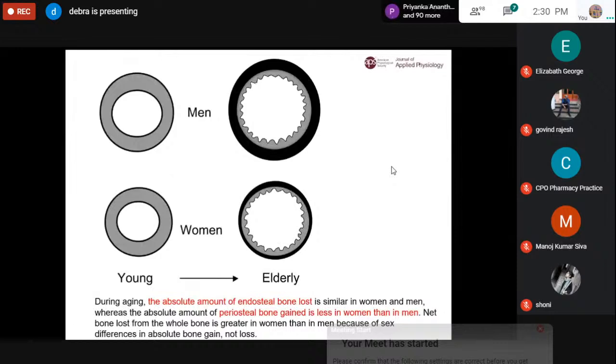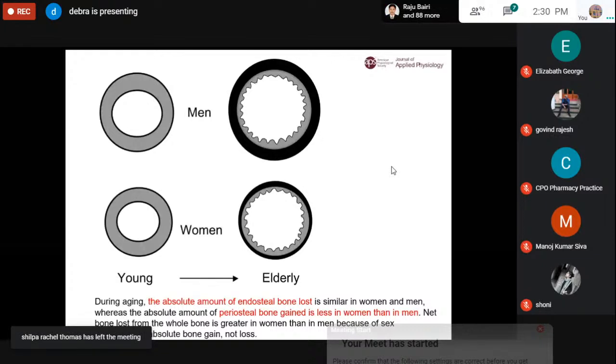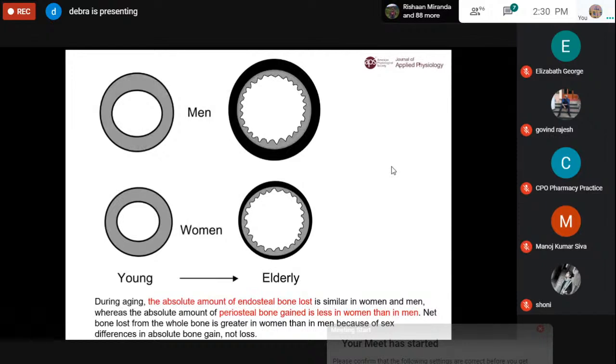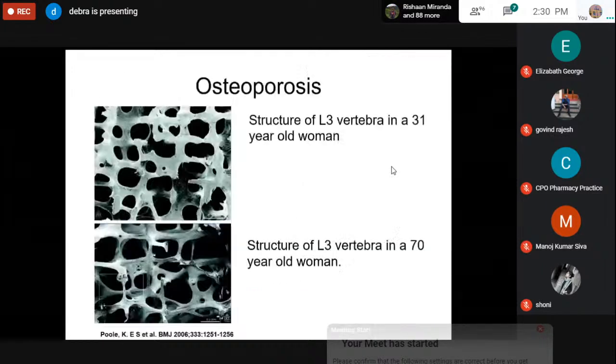So during aging, the absolute amount of that endocortical bone loss is similar in men and women, whereas the absolute amount of the periosteal bone gained is less in women than in men. So the net loss from the whole bone is greater in women than in men because of the hormonal differences in the absolute bone gain, not in the bone loss. I think this is an important concept to understand in the differences between men and women as they age. And you can see that pictorially here. And this has implications for our drug treatment.